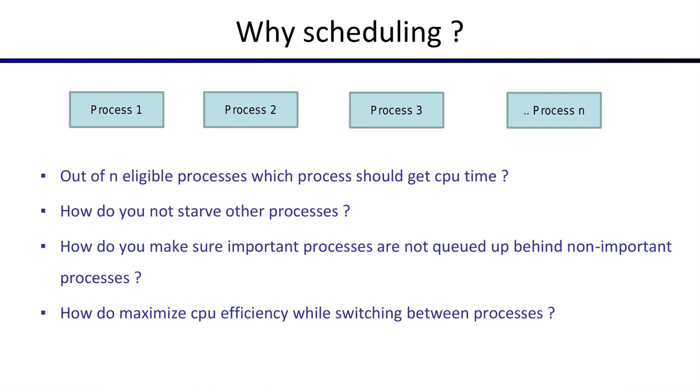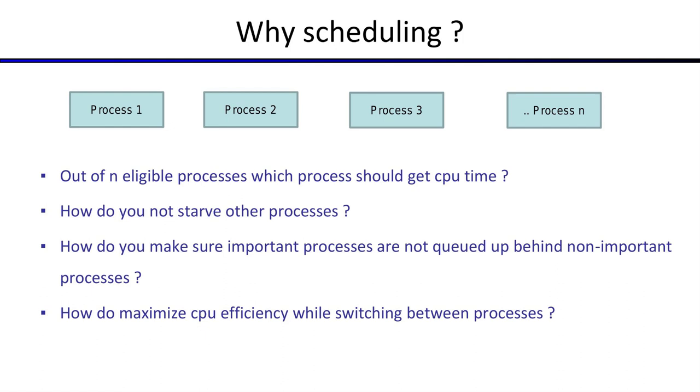The decision is this: if you have more demand than supply, somehow you need to arbitrate, you need to mediate who gets the resources. So scheduling is a problem of that mediation. When we talk about Linux scheduling, we generally will talk about the CPU resource. So assume here we have n processes that need to be run. And also assume you have one CPU. Now, out of the n eligible processes, which one should get CPU time?